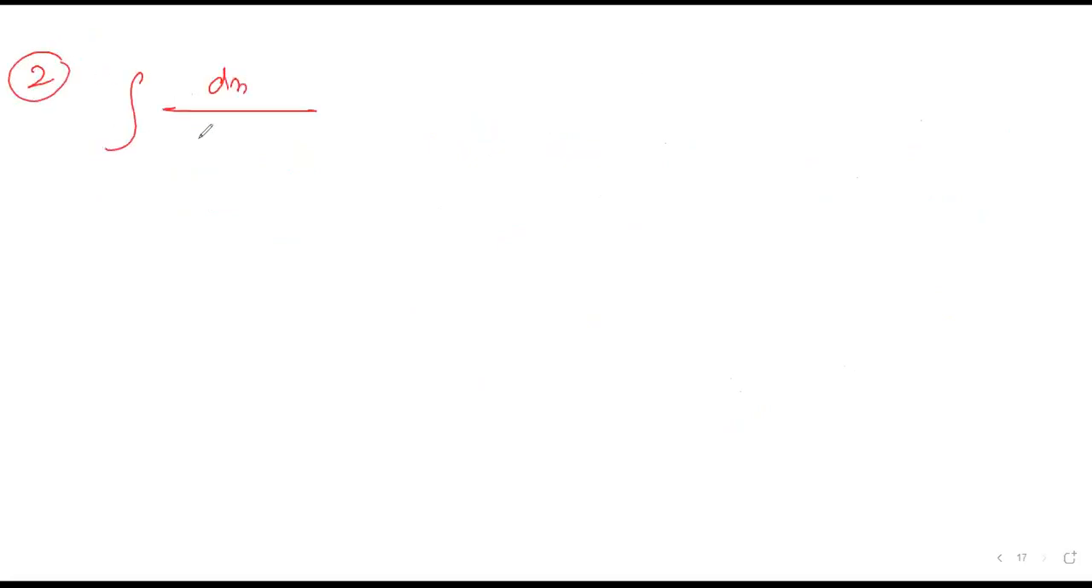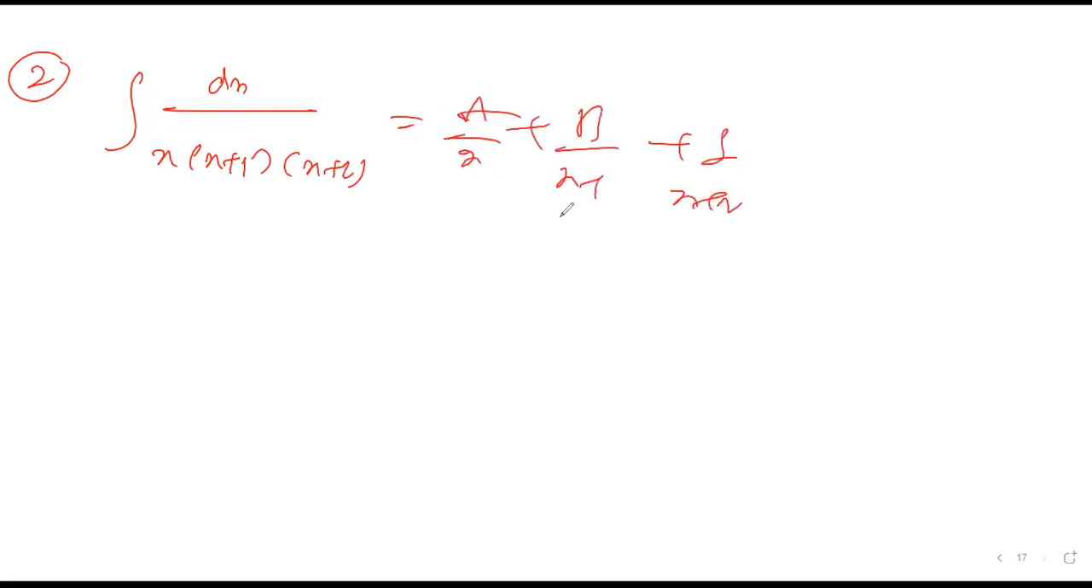It will look very simple: 1 by x into x plus 1 into x plus 2. Just now I did the same model. A by x plus B by x plus 1 plus C by x plus 2. All logs will come. No need to do the entire work. The second question is finished. Now go to the third question.